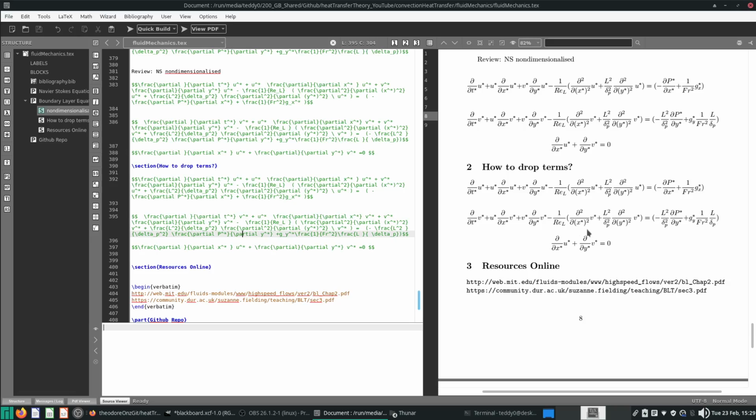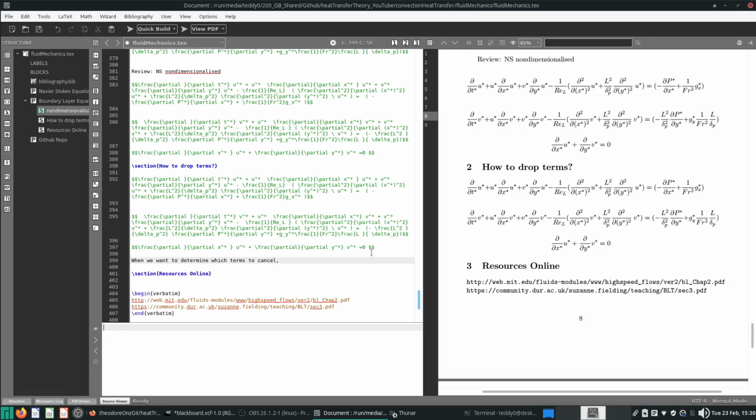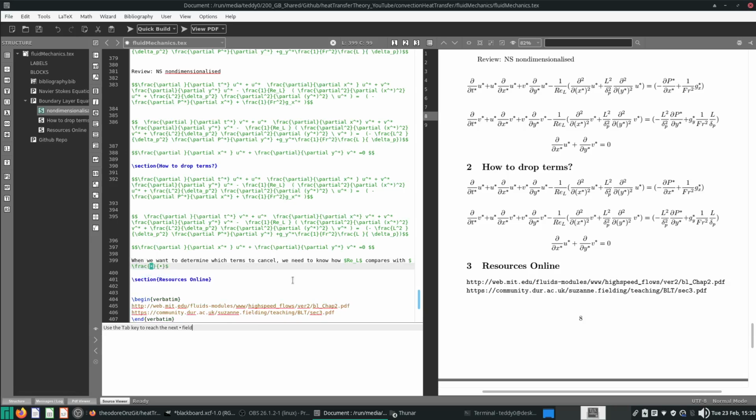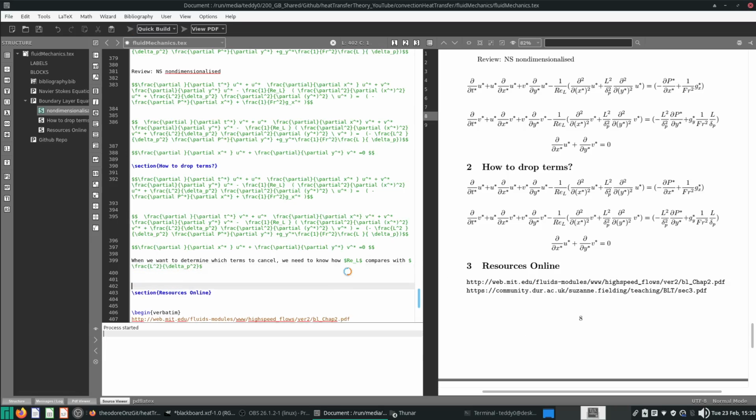So when we want to determine which terms to cancel, we need to know how REL compares with this L squared over delta P squared. Alright, so how do we do that? Let's make an assumption here, a very logical assumption.